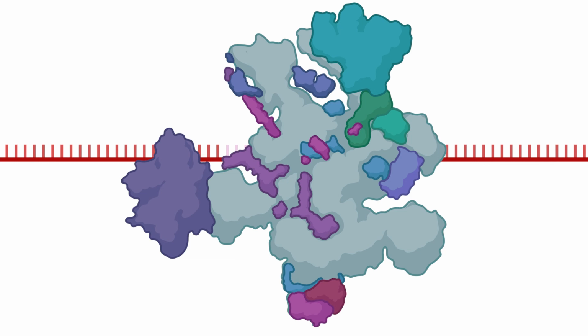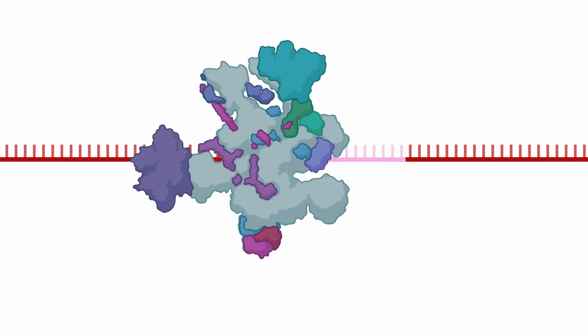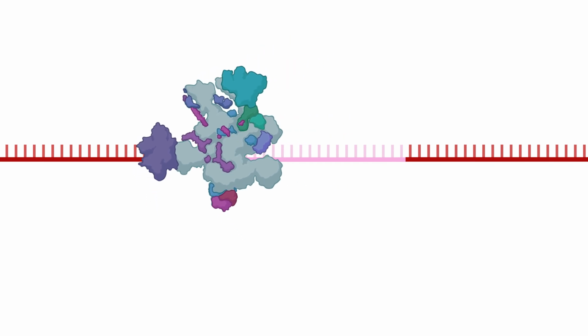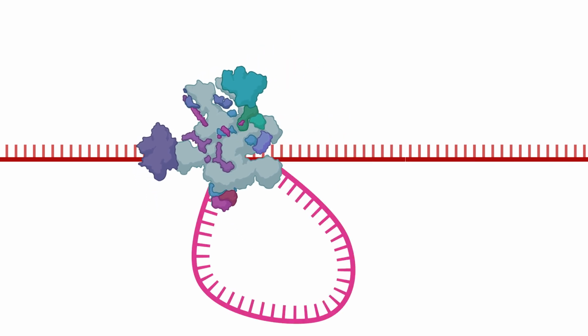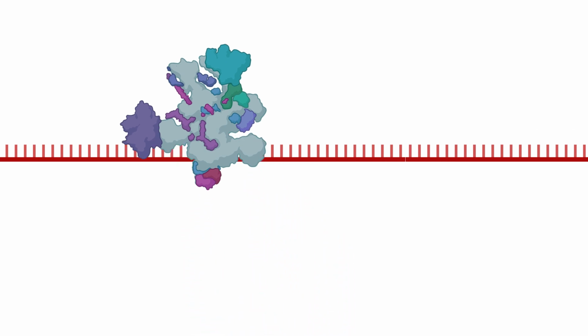Spliceosomes are a holoenzyme that assemble at the junction between an intron and an exon, or what is called a splice site, and fold the RNA around to connect two splice sites, which are then fused together, and the intron is cut out. This leaves the properly edited messenger RNA ready to be translated into protein.